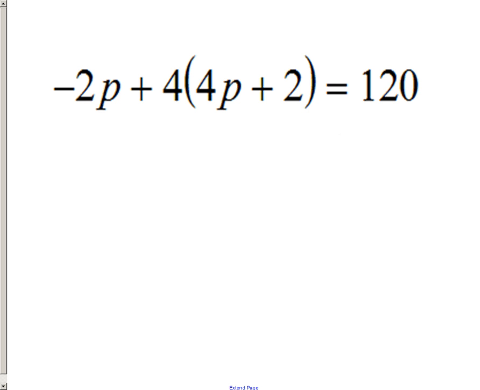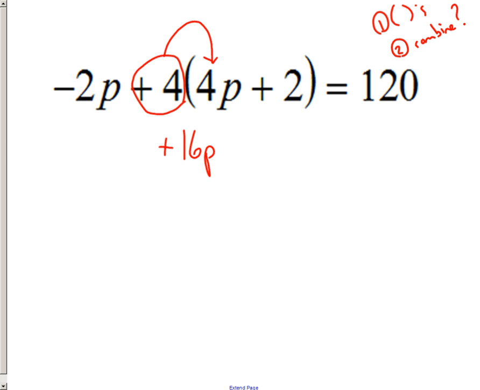Last one. Parentheses. And is there anything to combine? So again, take that number beside the front parentheses and keep the sign in front of it. Positive 4 times 4p is positive 16p. So I'm putting this plus sign because it's a positive 16p. And then positive 4 times positive 2 is positive 8. So I'll put a plus sign right there.